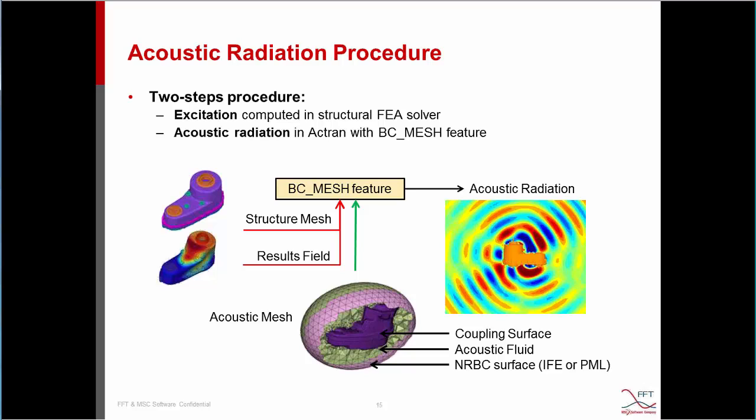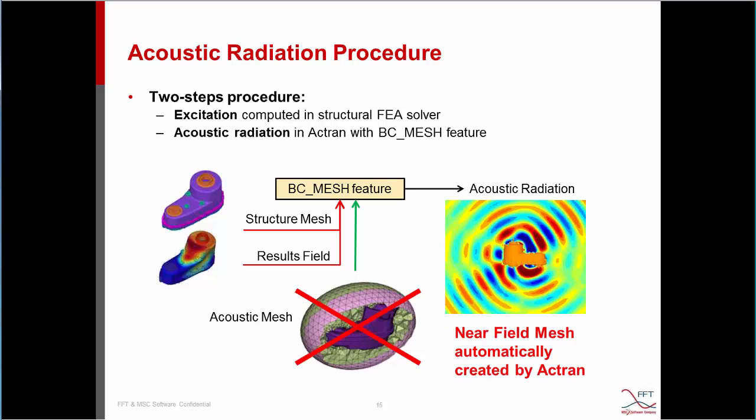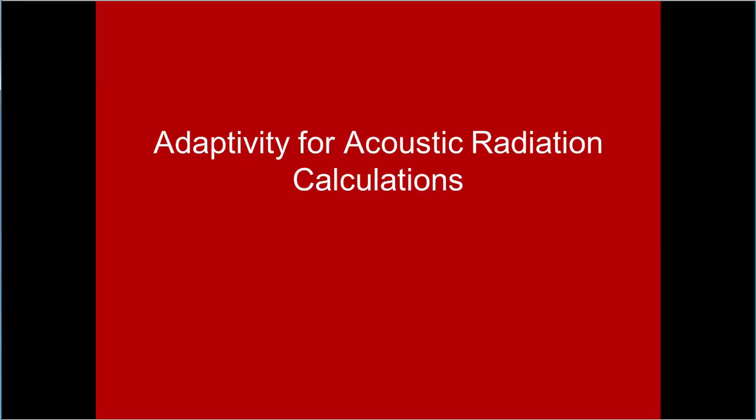What you will see later during my demonstration is that in Actran 15, users do not have to provide the near field mesh, as it can be automatically created by Actran. So now that we've seen how we are usually doing acoustic radiation calculation in Actran, I will talk to you more about adaptivity and how we can use adaptivity to improve these acoustic radiation calculations.